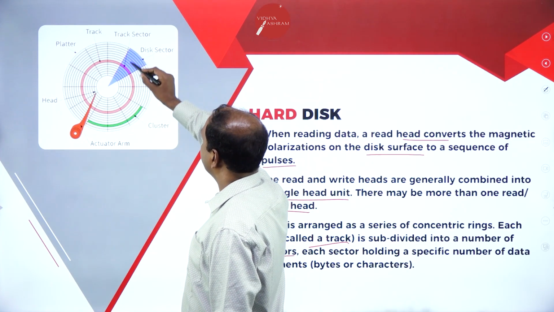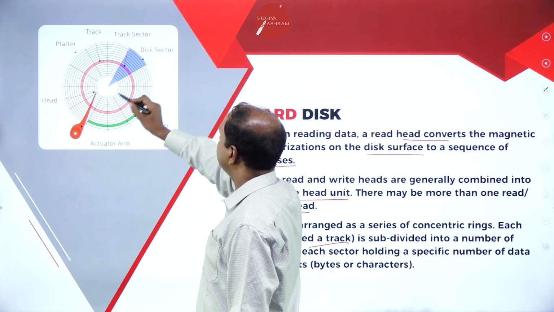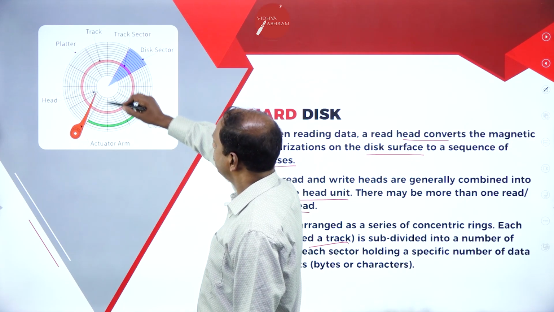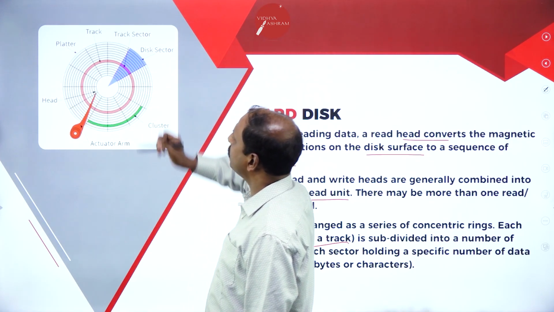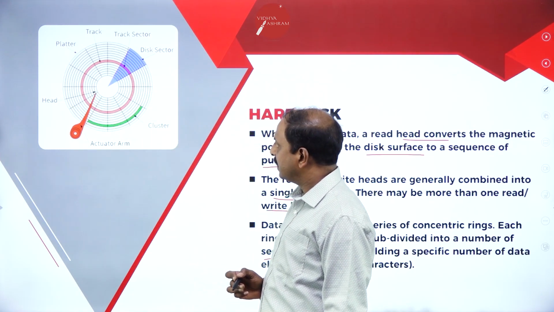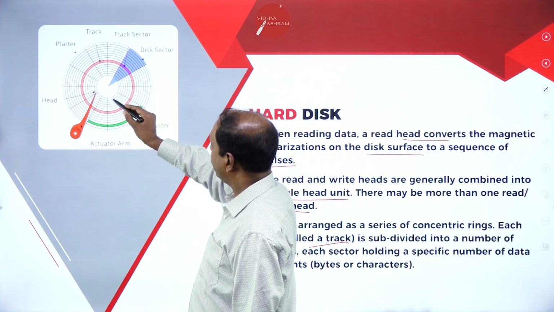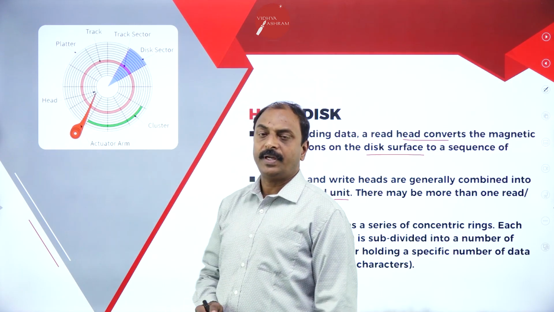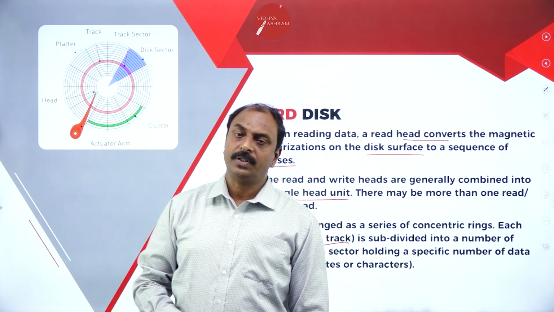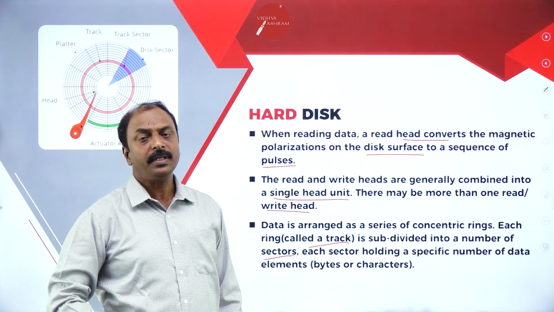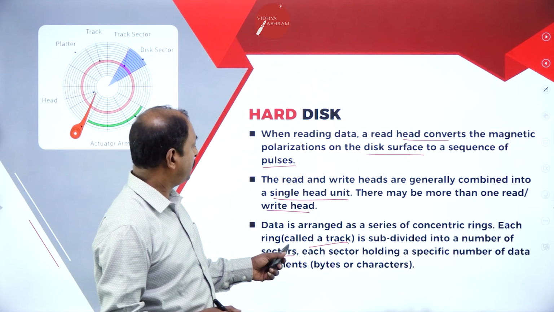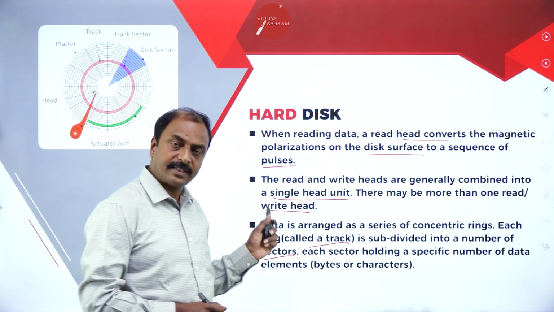Here, track and sector. You can see the lines that divide the tracks into a number of sectors, and this is the place where you can see one segment, one part, where the data and information is written or stored in the hard disk. So this is track and sector.